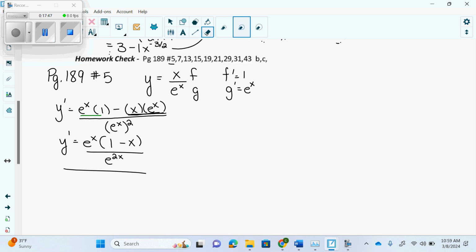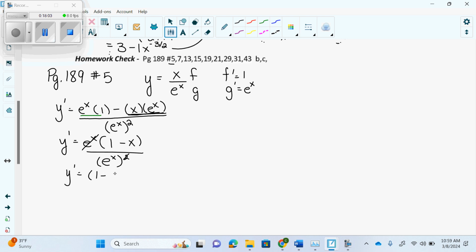Actually, no. I'm going to make it better. Check that. If I have e to the x squared, what can I do if I take this out? Cancel, right? 1 for 1. So I'll get y prime equals 1 minus x over e to the x.